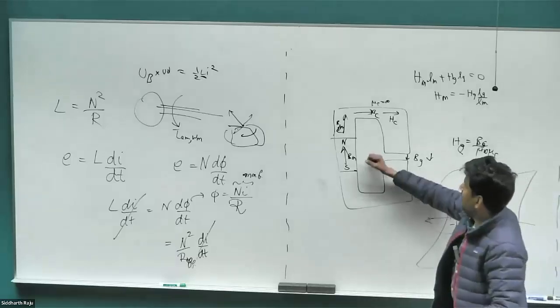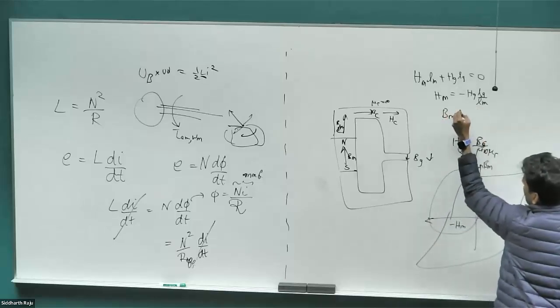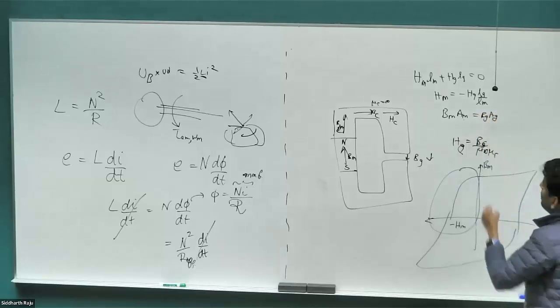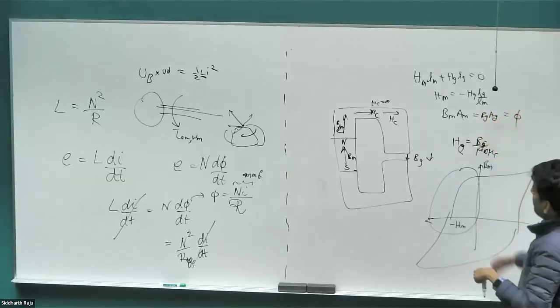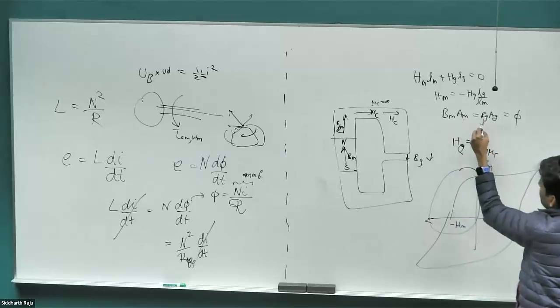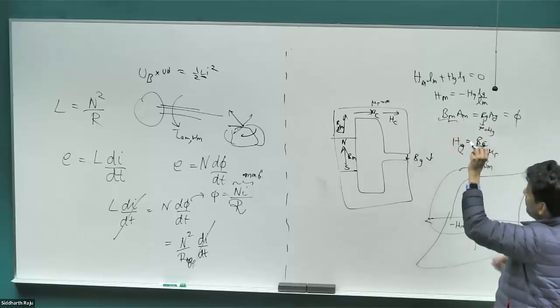Once you substitute into the equation for the other one, BM AM is equal to BG AG, which is equal to some constant flux. Again, you can substitute for this with mu naught HG. Can you substitute this with HM?